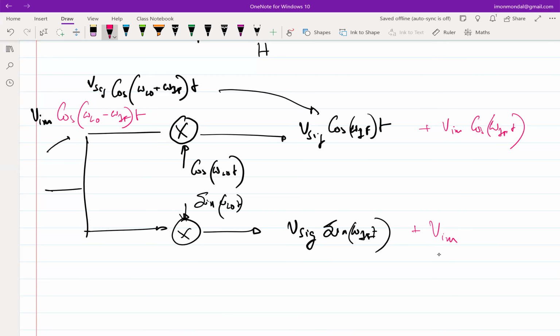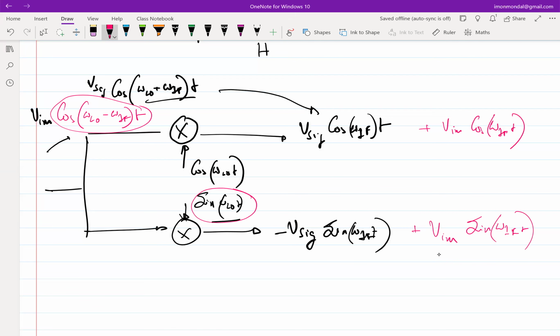What about the image? Oh, sorry, I made a mistake here. I multiplied the image here. So this one will be negative, but this gets multiplied with this. The image will have V image times sine omega IFt, plus or minus. Sine A plus B is the higher one, and sine A minus B is the lower one. So essentially you get plus sine omega IFt.